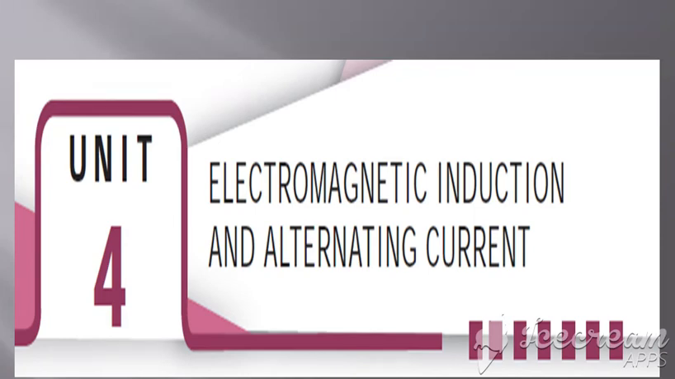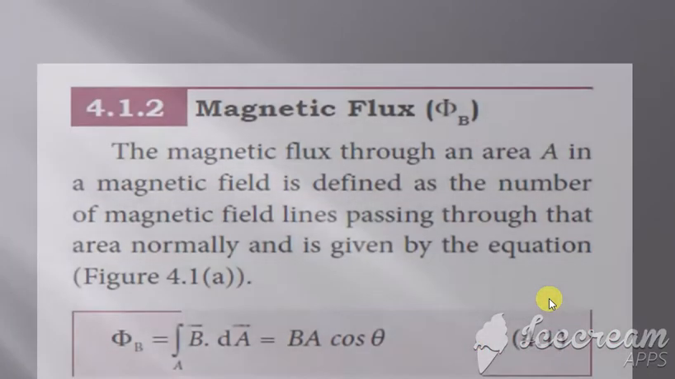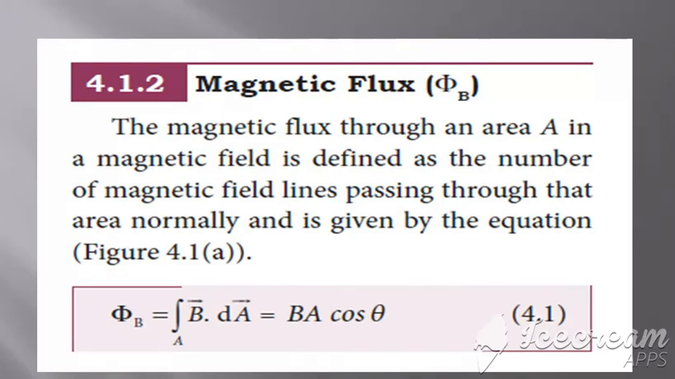Today we are going to start with a new lesson, the fourth chapter, which is electromagnetic induction and alternating current. First, the term we have to know is magnetic flux. What is meant by magnetic flux is nothing but the number of lines.